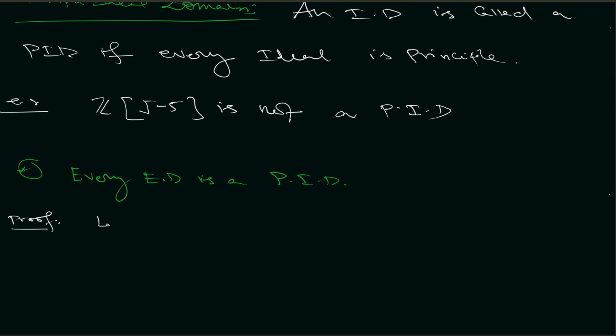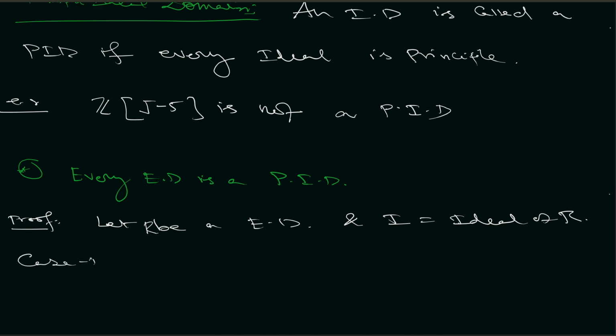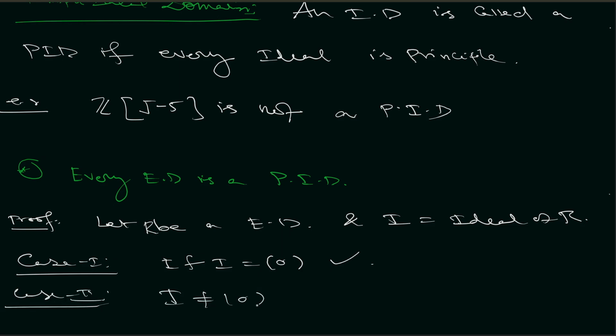Let R be a Euclidean domain, and let I be an ideal of R. Case 1: if I is the 0 ideal, then we are done. If I is 0, there is nothing to prove, because I is generated by 0. Case 2: I is a non-zero ideal.